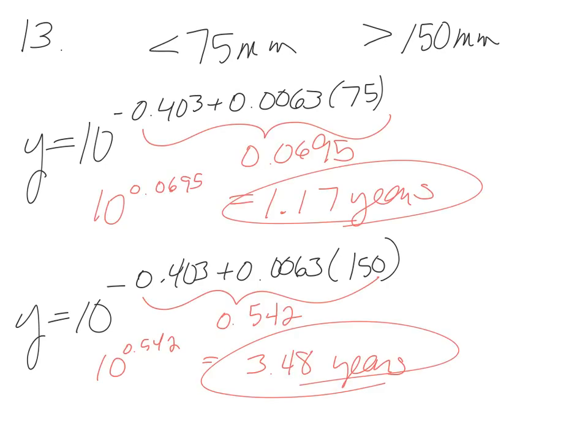All right, for less than 75 millimeters, I'd say about a year old. So anything less than a year old, they wouldn't be allowed to catch. And then more than 150 millimeters would be about 3.5 years old. So anything 3.5 years and older would not be allowed to catch.